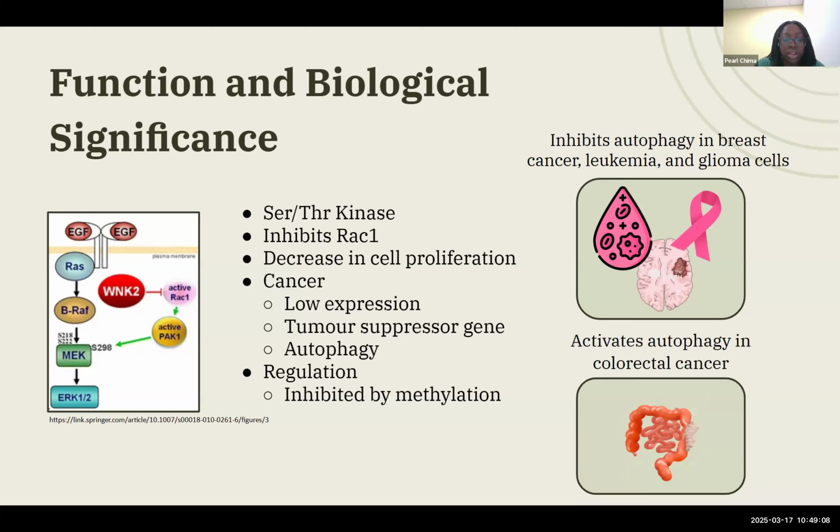In some cells, such as glioma, leukemia, and breast cancer, WNK2 has been seen to inhibit autophagy, whereas in other cells like colorectal cancer, expression of WNK2 induces reduced expression of autophagic markers. There's still a lot of research being done about WNK2's impact in the biomedical world. But as far as regulation goes, researchers were able to discover that when the promoter region of the protein is methylated, this leads to the silencing of its function.